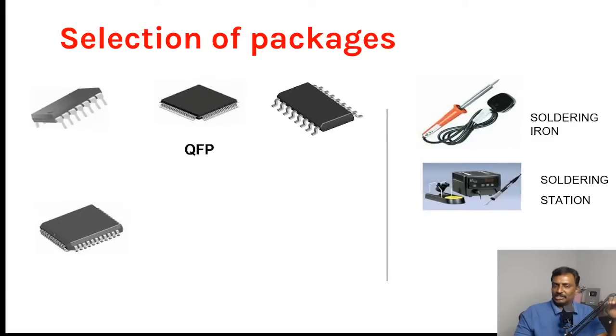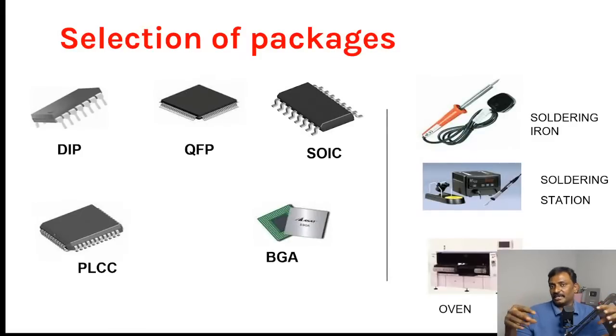Okay, so selection of package. Every microcontroller and DSP processor will come with a different package. You have to choose the right package, because each package needs a different kind of soldering equipment. A soldering iron will cost you only 300 rupees to 2000 rupees. If the microcontroller is a dual inline package, the DIP package, then you could use a soldering iron. If it is a quad flat package, or a small outline integrated circuit SOIC package, or a PLCC package, plastic leaded chip carrier, then you need a soldering station to mount the IC.